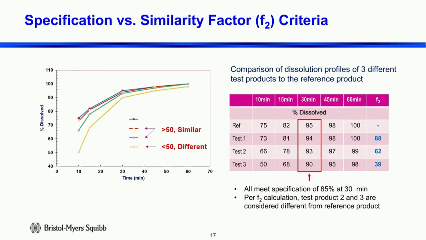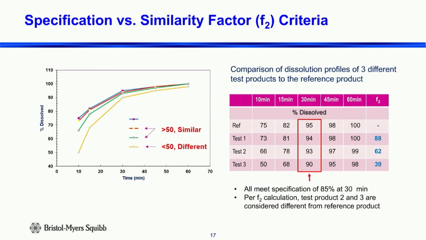Here I just want to illustrate the difference between a specification and the F2 calculation criteria. As you know, for any drug product to be released to the market, it has to go through a series of tests and has to pass specification. For solid oral dose, there's almost always a dissolution test, unless it's a BCS class 1 product, where a disintegration test could be substituted. For an immediate release, usually the spec is set at 30 minutes. In this example, the spec is 85% dissolved at 30 minutes.